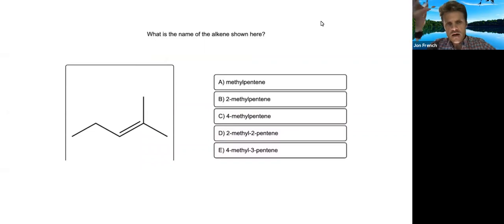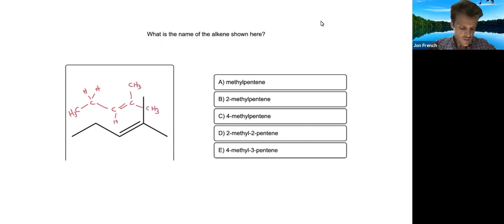Some of the other ones were condensed structures, which might make it a little bit more challenging. So I'll just draw out the condensed structure. We've got a methyl group, I've got a methylene, a carbon double bonded to a carbon, a hydrogen there, a methyl group, and a methyl group. That would be the same structure.